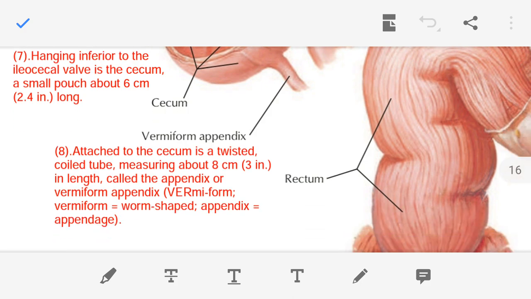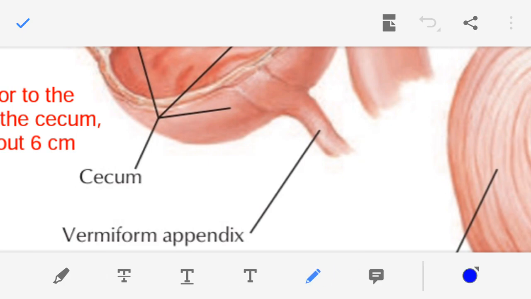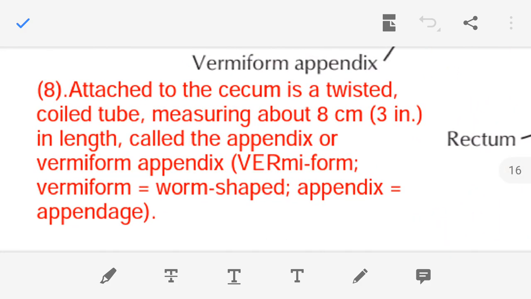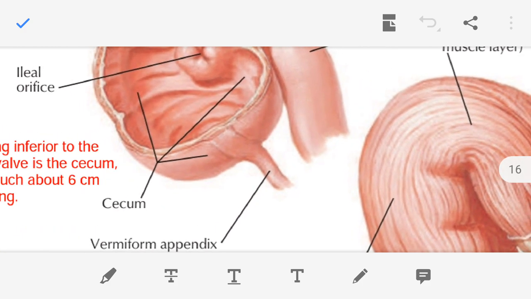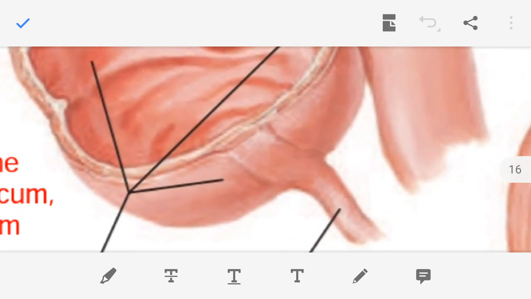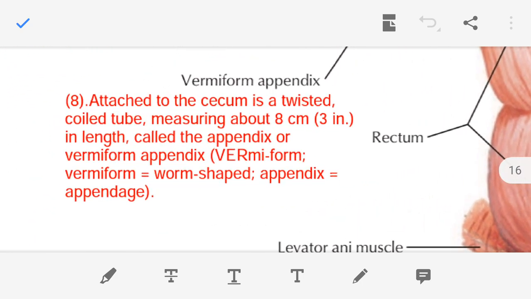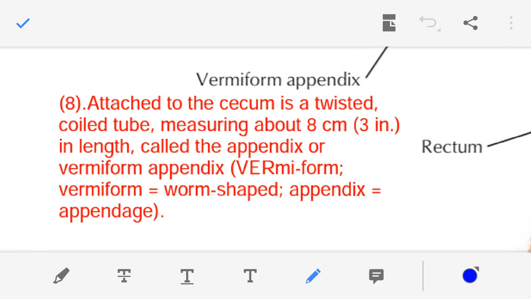Then the eighth point, we are discussing the vermiform appendix. Now what is the vermiform appendix? Here you can see the vermiform appendix is attached to the cecum. It is connected to the cecum, and the cecum is attaching the vermiform appendix.